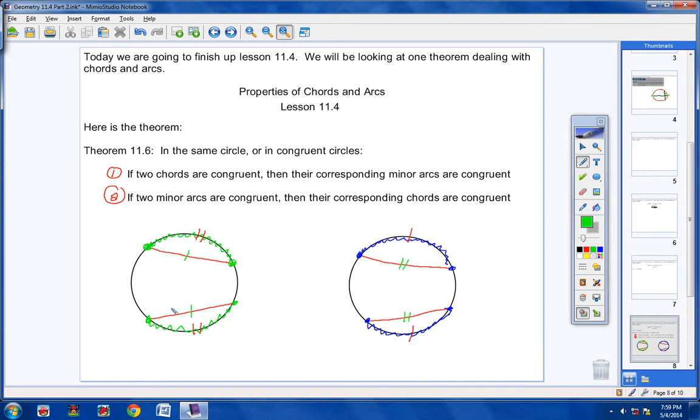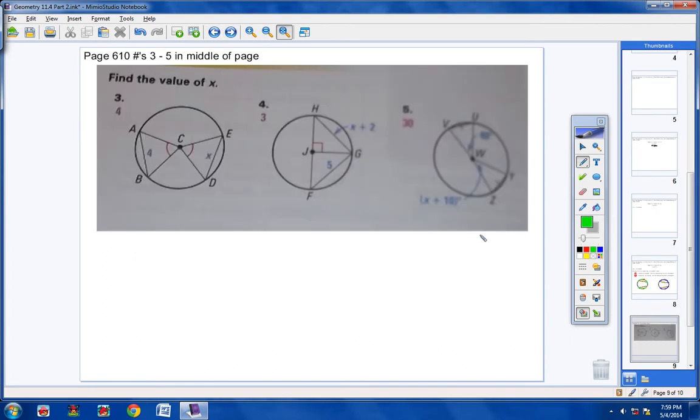So if you have two congruent chords, their minor arcs are congruent. If you have two minor arcs that are congruent, then their corresponding chords are congruent. Okay? If two chords are congruent, their arcs are congruent. If two arcs are congruent, their chords are congruent. And now, having explained that, let's look at three problems and then we're finished.